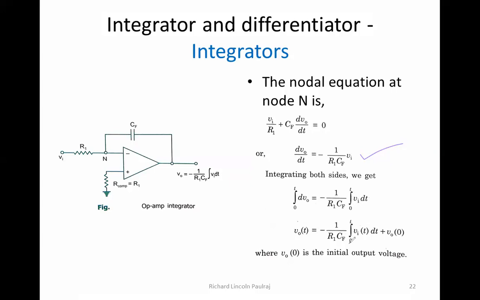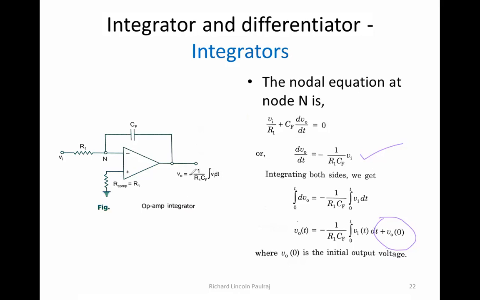Cf, integral from 0 to t. Now the upper limit and lower limit: V naught of 0 is actually the initial output voltage, whatever was the value that you got previously. Then in the denominator you can find R1 Cf. Here we can see that it's a negative form, and this R1 Cf is a time constant.